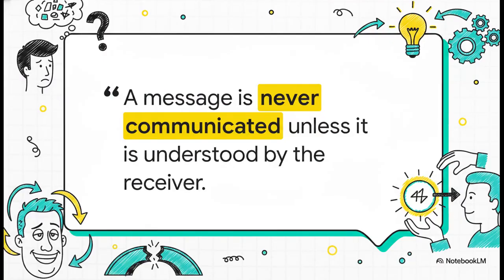I really want this next reality to sink in for a second. A message is never communicated unless it is understood by the receiver. We've all been there, right? You experience that dangerous nod of confusion. You give an instruction, the team member smiles, they nod, and you walk away assuming everything is totally fine. But it isn't. The responsibility for breaking through those communication barriers rests squarely on you, the sender. If they didn't understand it, I hate to say it, but you didn't actually communicate it.